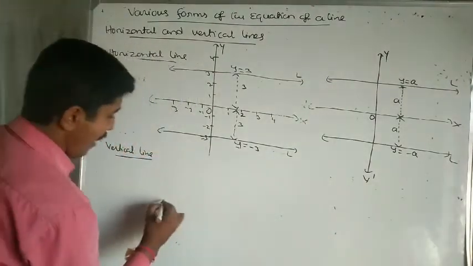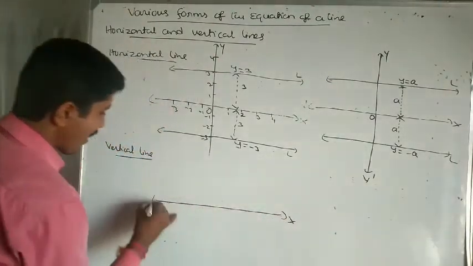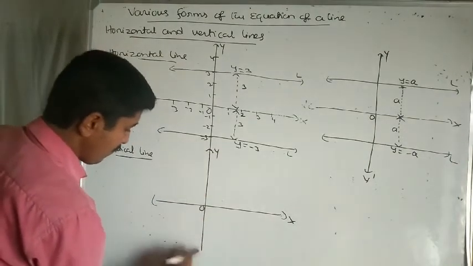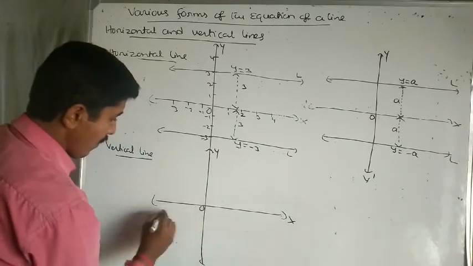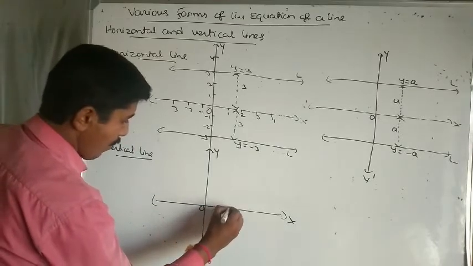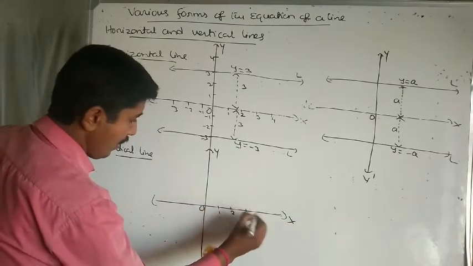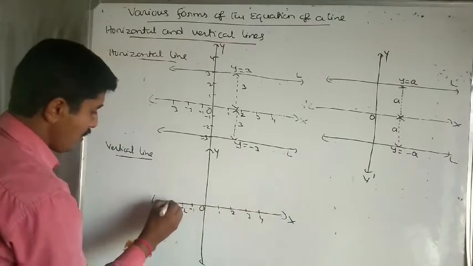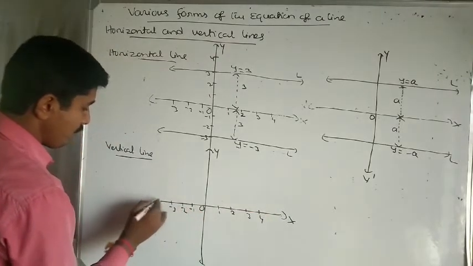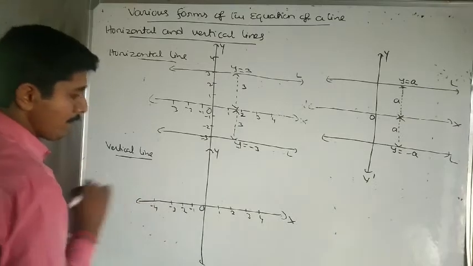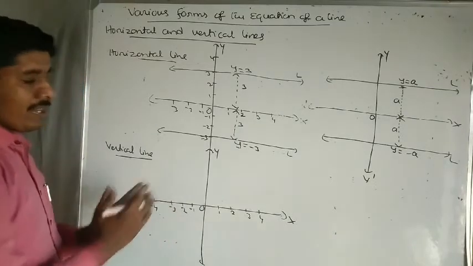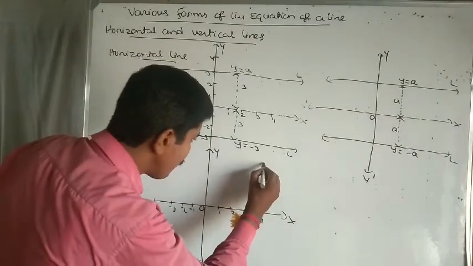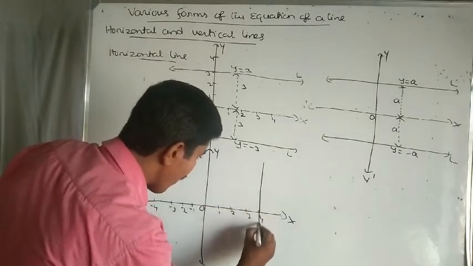Next, vertical line. x-axis, y-axis, and positive x-axis 1, 2, 3, 4, and negative x-axis minus 1, minus 2, minus 3, minus 4. I am drawing a vertical line. A vertical line means one which is parallel to the y-axis. Here I am drawing at 4.